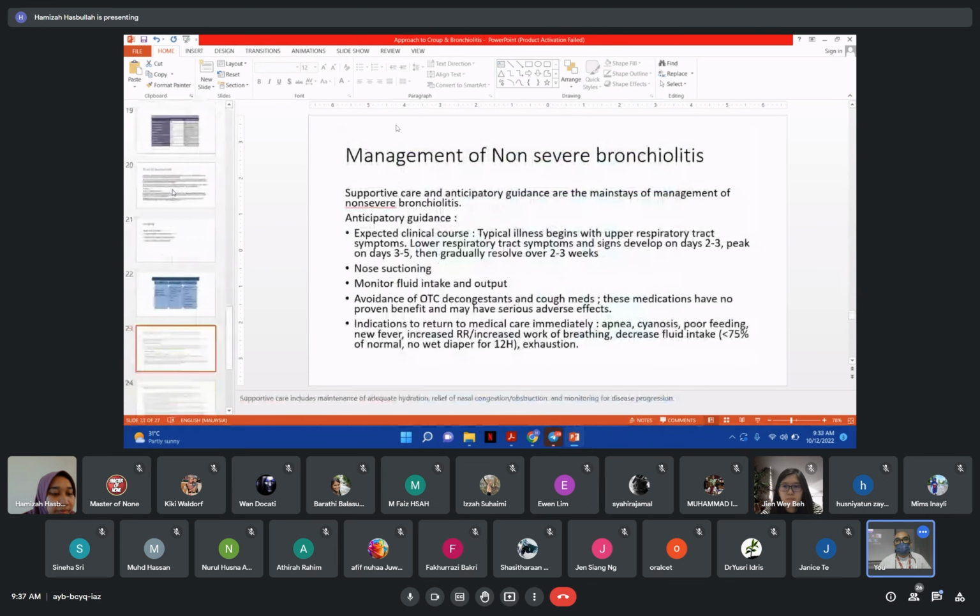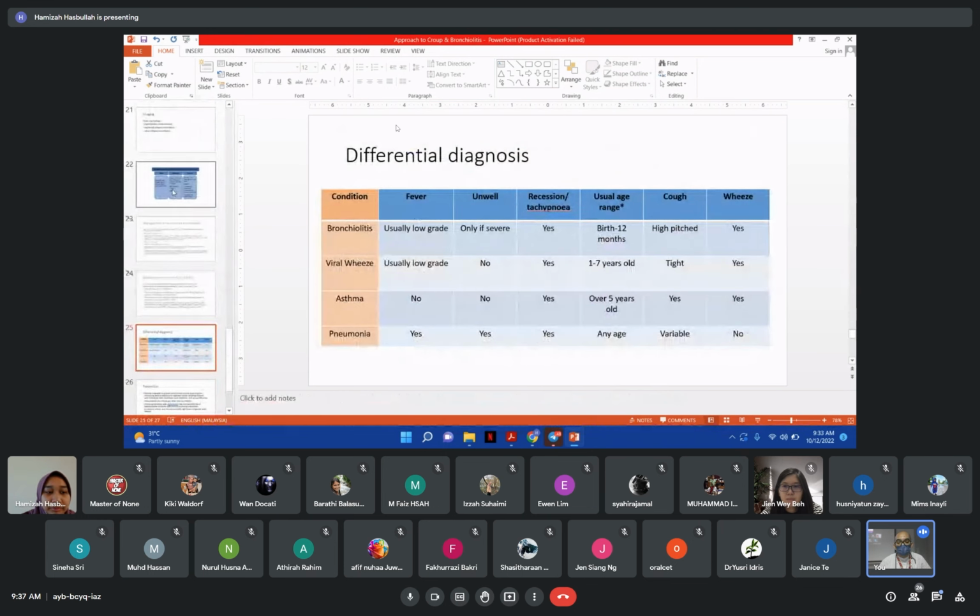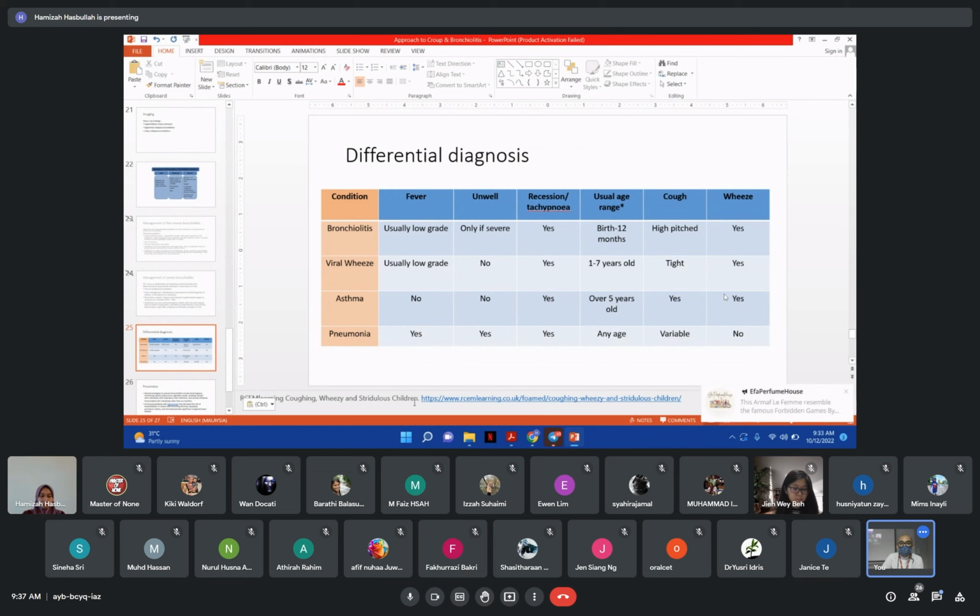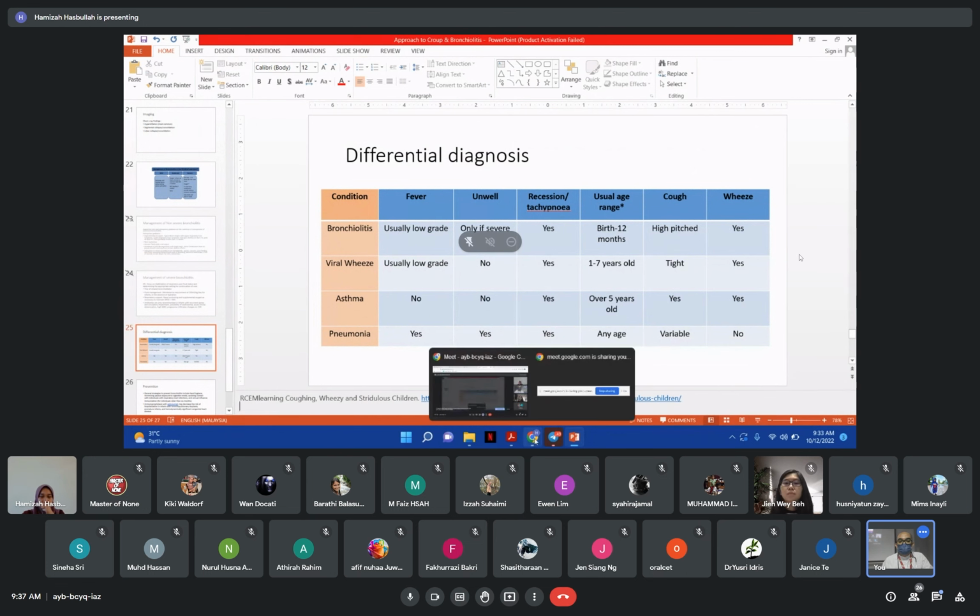Then both are also induced by virus kan. Mostly viral induced. Tapi the age group is ni. And then the cough a bit different also. High pitch and a very tight cough, from the table yang tunjuk tadi. Okay. Pneumonia, some pneumonia ada rongkai, especially those with bronchospasm. Okay. Alright, kalau tak ada soalan lagi? Any more questions?